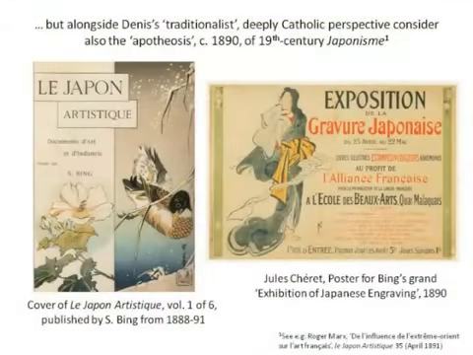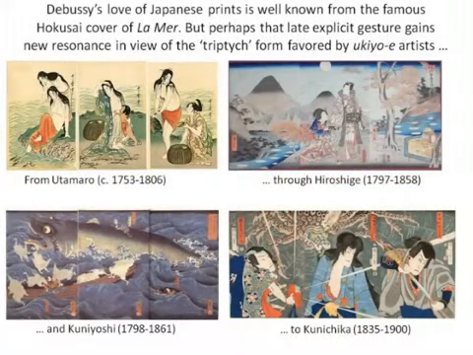This is only one possible lineage, however, for the very same years also saw the apotheosis of Japonisme, as we were just hearing about. From 1888 to 1891, Siegfried Bing published the journal Le Japon Artistique. In 1890, he curated a display of Japanese prints at the École des Beaux-Arts. Now, Debussy's Japonisme is well known from the famous Hokusai cover of La Mer that we have just been hearing a rich history about. But I think less familiar is the fact that the Japanese prints circulating in Paris at the time offered another model for triptych form. So I want to highlight that specific connection today.